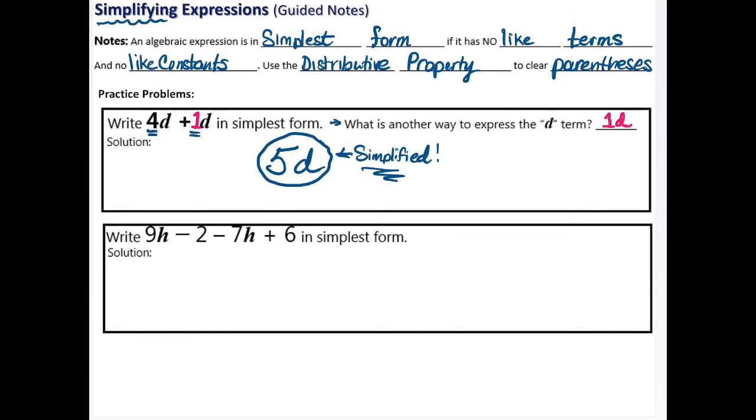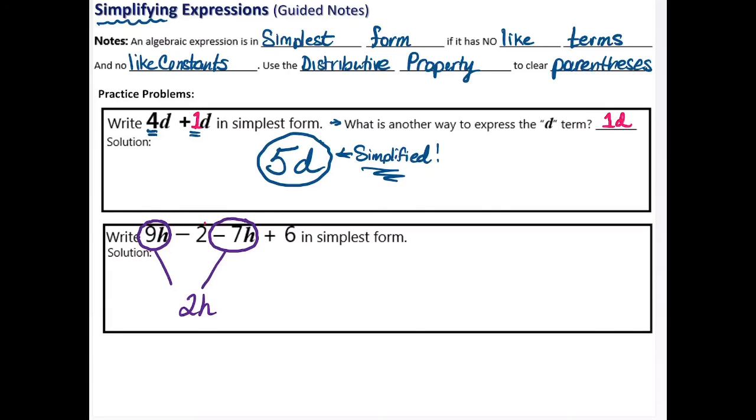Okay, in this next example, we're going to write 9h minus 2 minus 7h plus 6 in simplest form. So we're going to follow those rules that we can only add like terms with other like terms. The only thing you can add to 9h would be 7h. Well, that's negative 7h because I'm going to pay attention to the sign in front of it. So you have 9h and 7h. Now 9h minus 7h is 2h. You're going to subtract those.